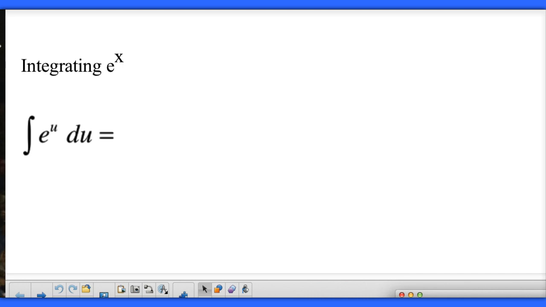Integrating e to the x. As you know from the previous video, when you take the derivative of e to the x, that winds up being e to the x. As we discussed in class the other day, if you take the antiderivative of e to the u, that's going to wind up being e to the u plus c. Let's try a few problems.